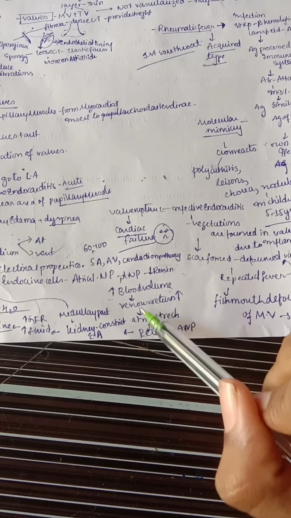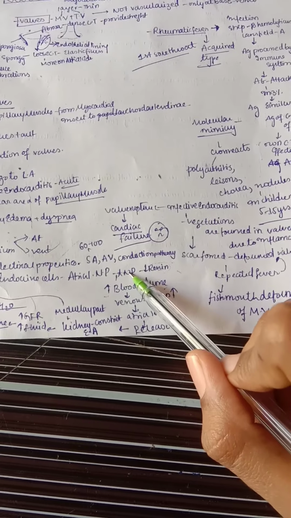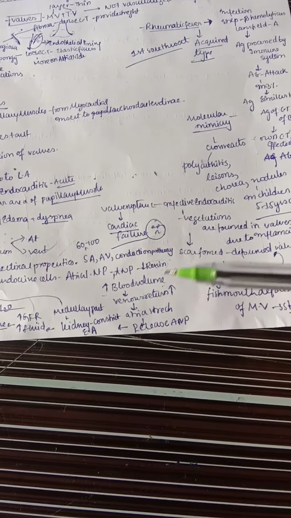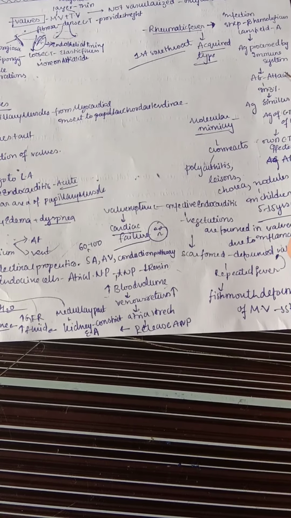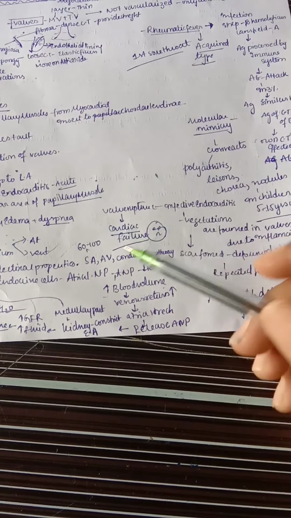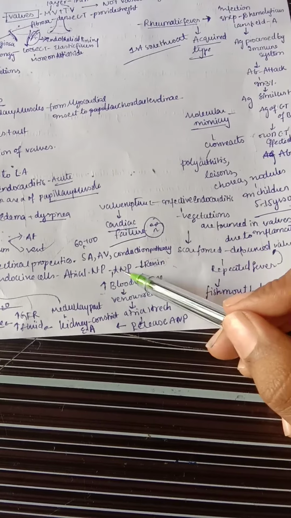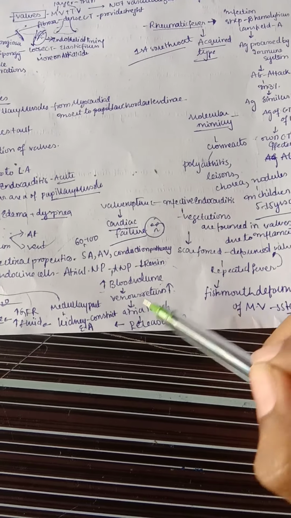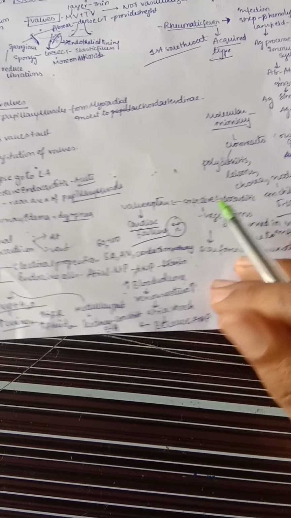Why is ANP released? When the atria stretch out, when venous return is more, so in the atria there is a lot of blood, and the atria get stretched. Whenever the atria stretch, they release ANP, which acts against the increase in blood volume and venous return.